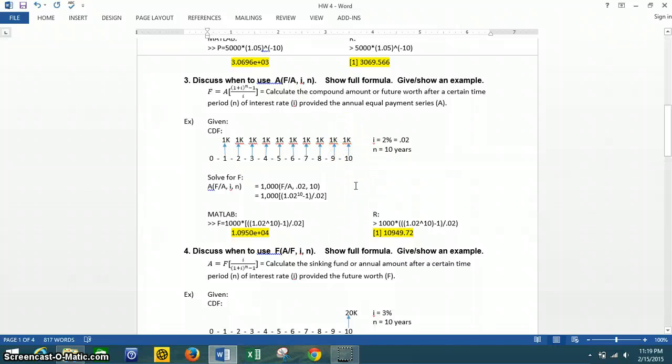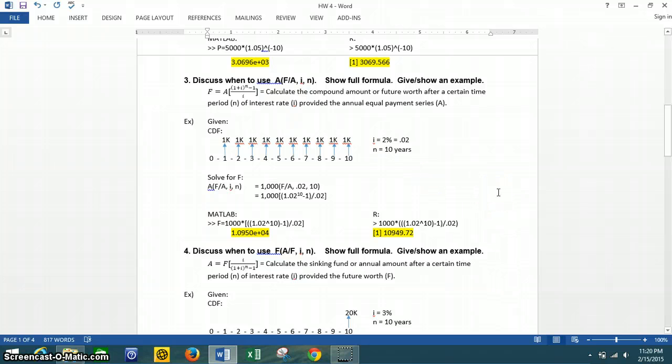You would use the formula that's listed above, and using the nomenclature F given A, you would substitute in the numbers that you've been provided. Once again, using MATLAB and R, you would calculate it to be $10,949.72. So after you've been given $1,000 a year with 2% interest for 10 years, you will come out with $10,949.